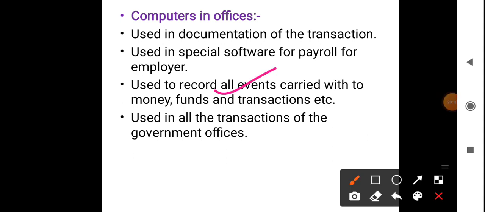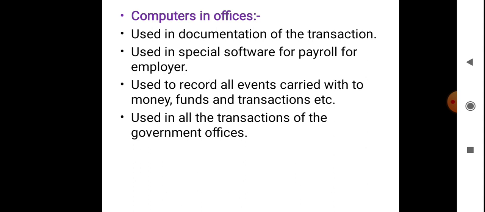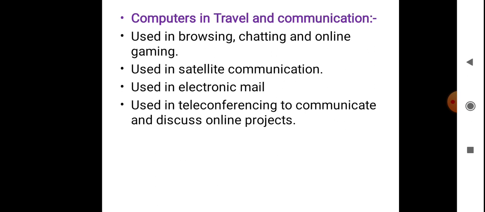Next, they are used in all the transactions of government offices. In all the government offices, they use computers. This reduces the time and increases the efficiency of the work.